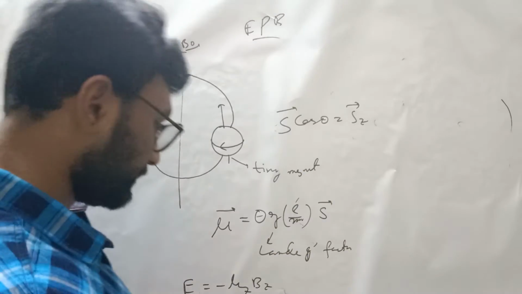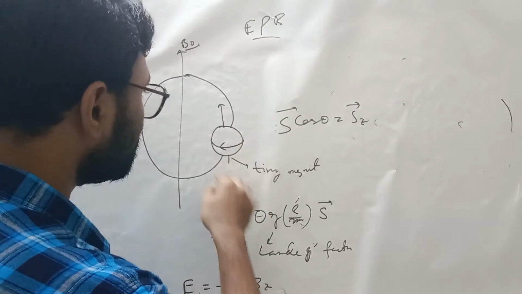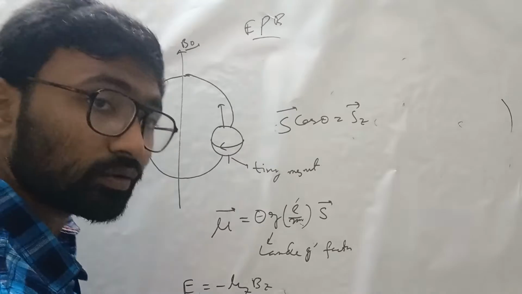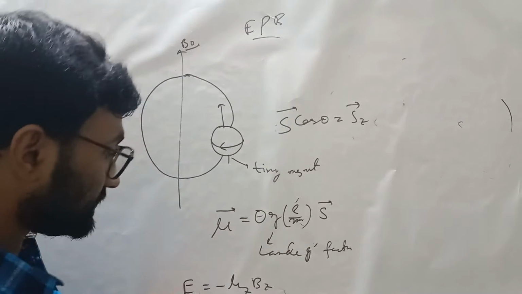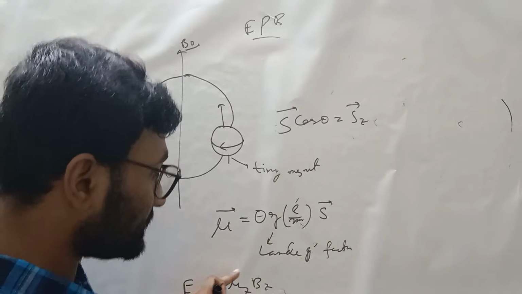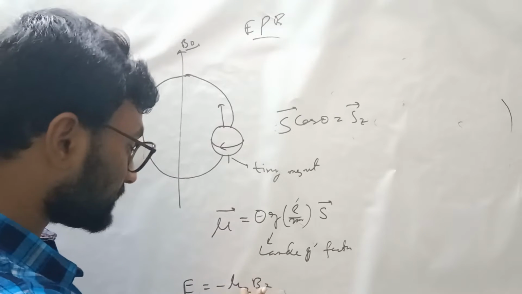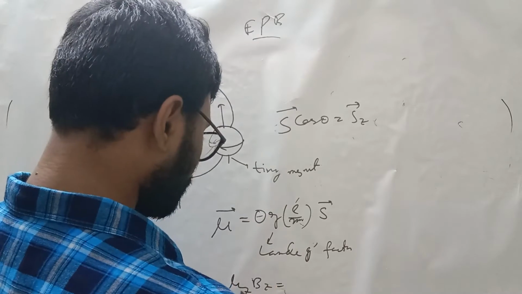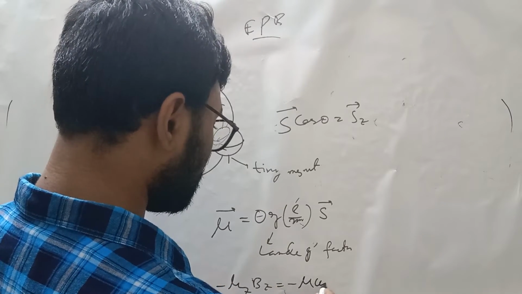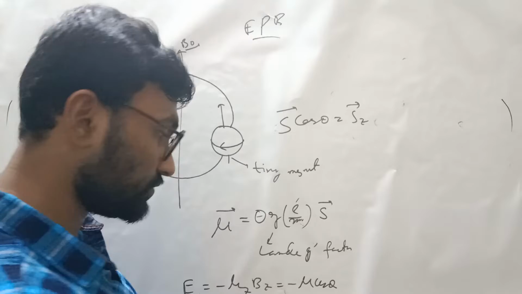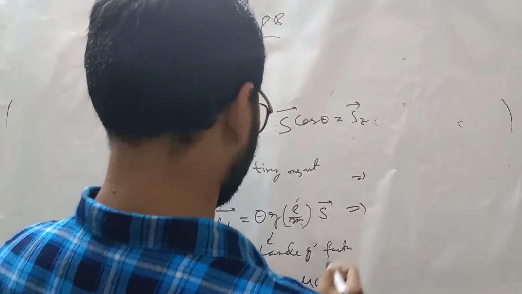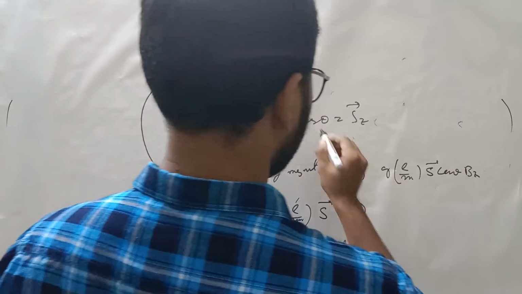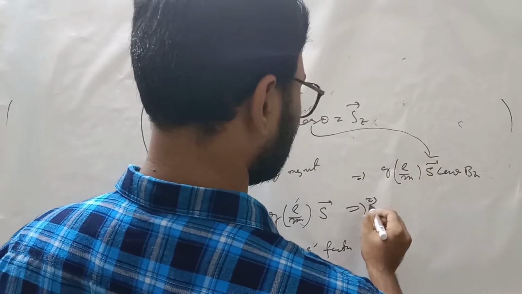As the electron is spinning here, it should have an associated energy. The magnetic moment vector is this and the applied field is this, so how much is the energy gained? Now mu z is nothing but mu cos theta. Put the formula of mu here, and we know what S cos theta is.